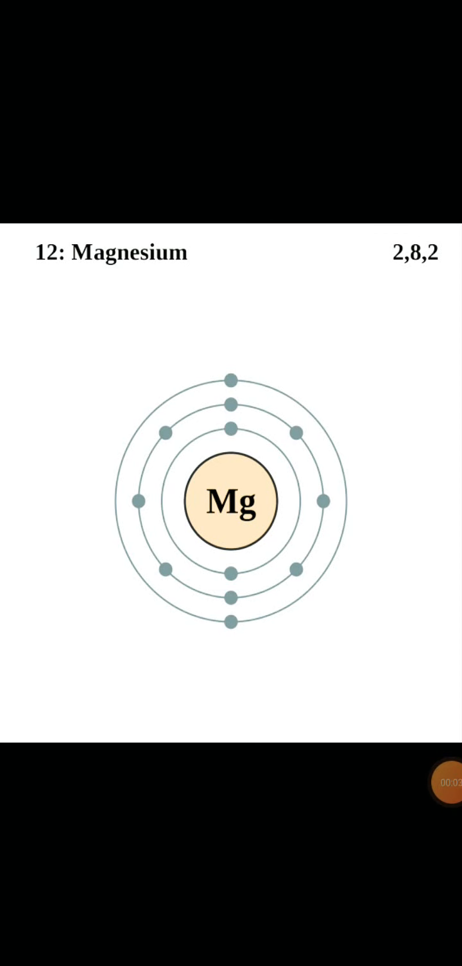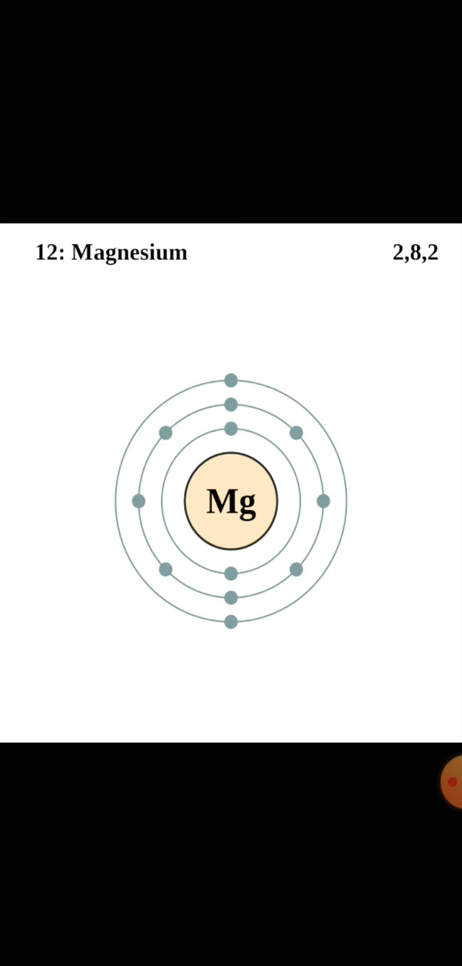Let us learn formation of magnesium chloride. Magnesium is a metal which has atomic number 12, which means the electronic configuration of magnesium will be 2, 8, 2. In the first orbit, we can fill maximum 2 electrons. In the second orbit, we can fill maximum 8 electrons. So for magnesium, 2 electrons will be in the outermost orbit.